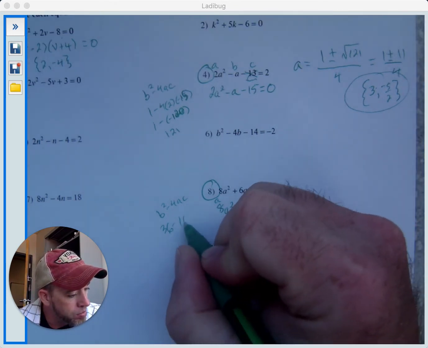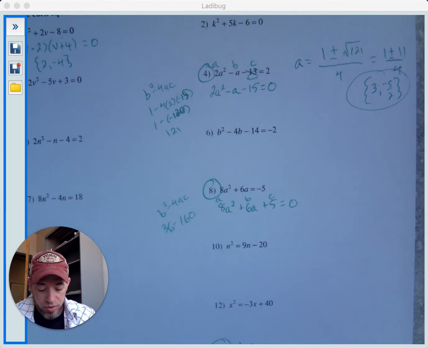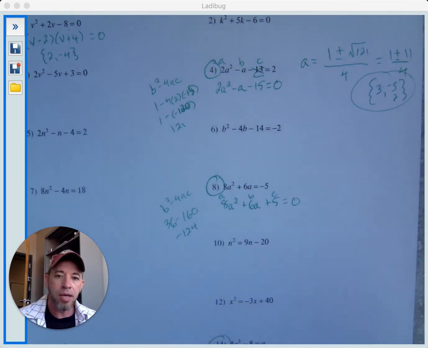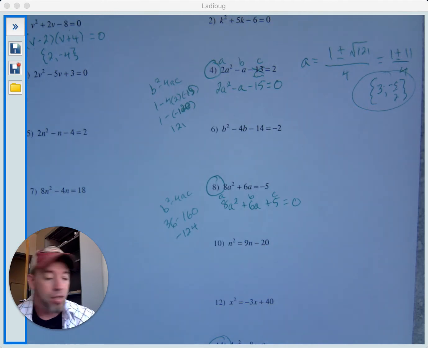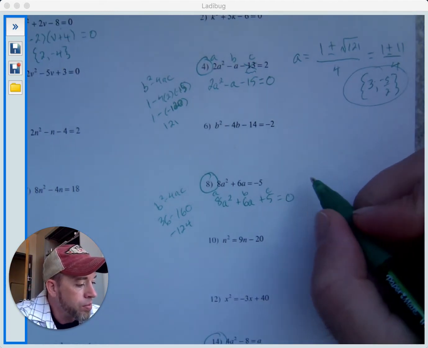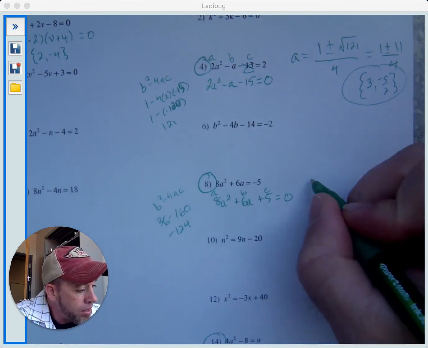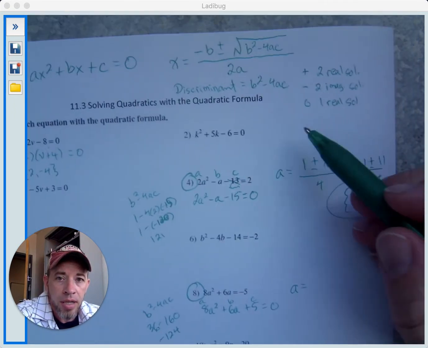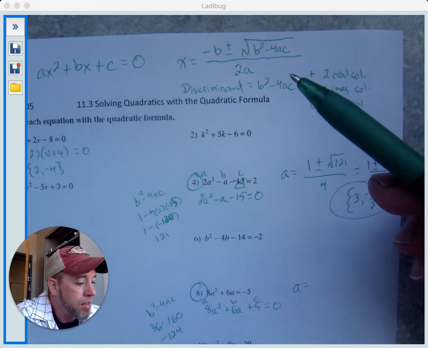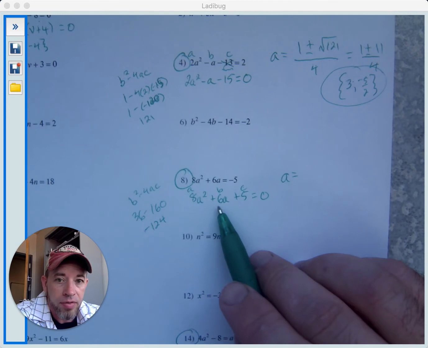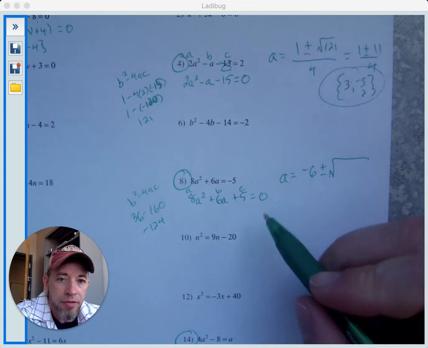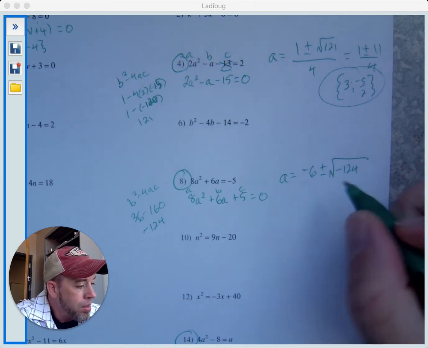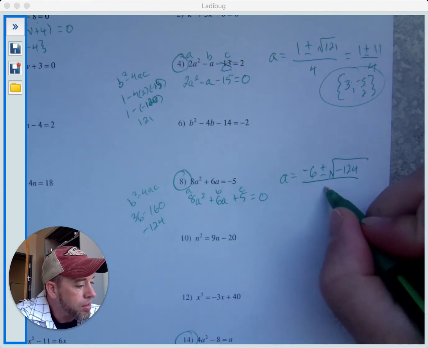So I have 36 minus 160 here, right? 36 minus 160 is negative 124. So my discriminant is negative 124. That's the part that goes underneath the radical. So let's finish it off. We have our variables a instead of x, so I have a is equal to. Formula says negative b. That's negative 6, right? Negative 6, plus or minus the square root of the discriminant that I found was negative 124, all over 2a. A was 8, so that's 16.